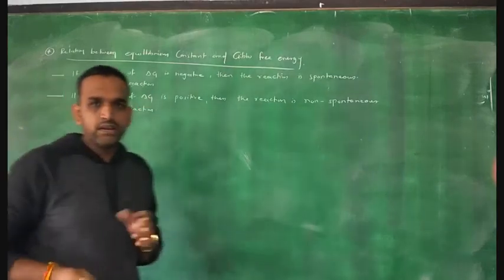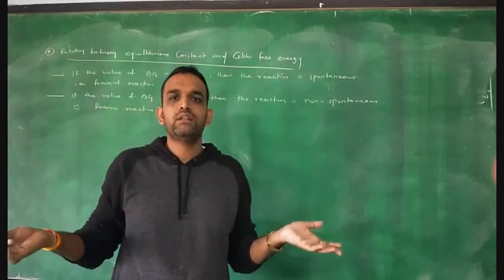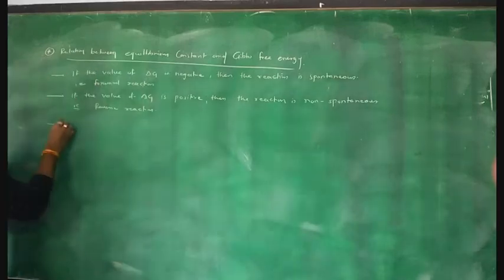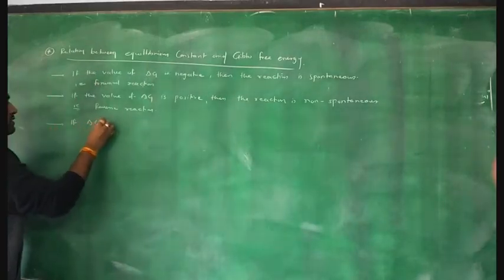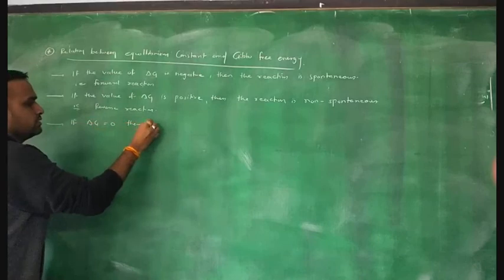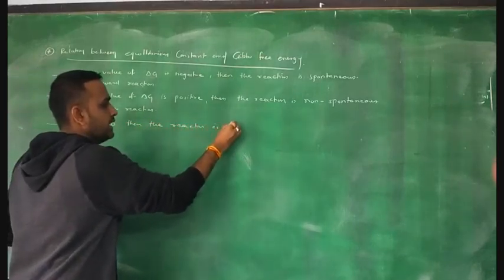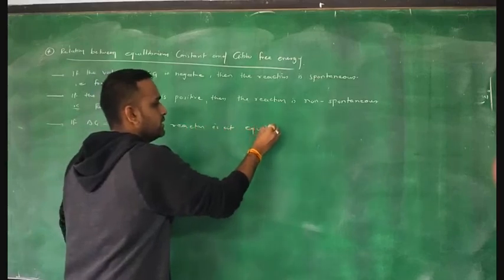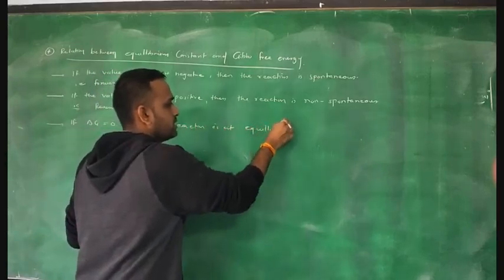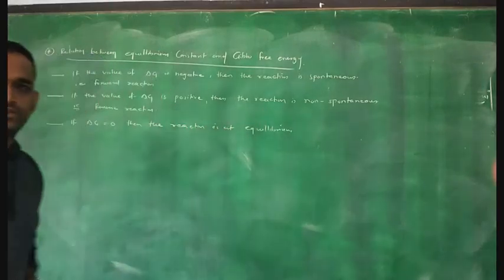Understand? And if the delta G is 0, then the reaction will be at equilibrium. If delta G equals 0, then the reaction is at equilibrium. Understand? Right? So these things you have to know.